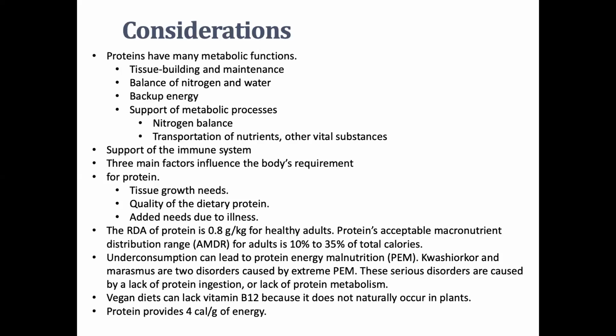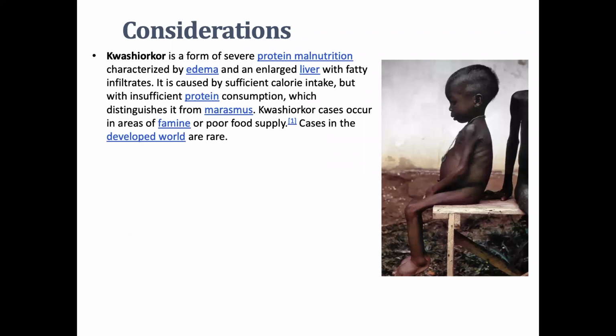Vegan diets can also lack B12 because it doesn't naturally occur in plants, so you need to take it as a supplement. And protein is kind of at the bottom of the energy per gram in your diet, right? Calories per gram, 4 calories per gram for protein, which is less than carbohydrates, and that is less than fats. Okay, so a good way to lose weight is, again, to have a diet that's high in protein and high in fiber.